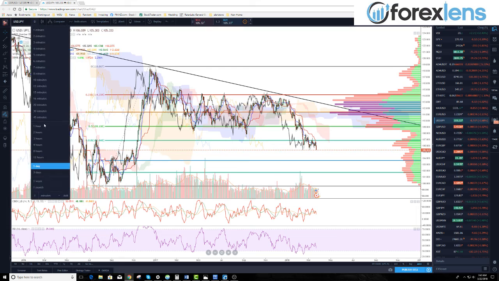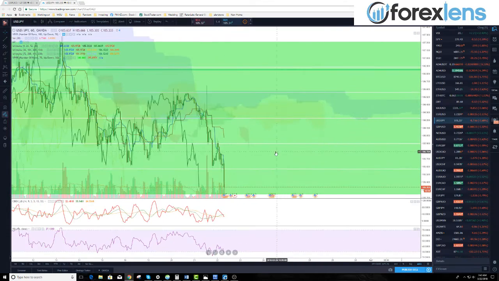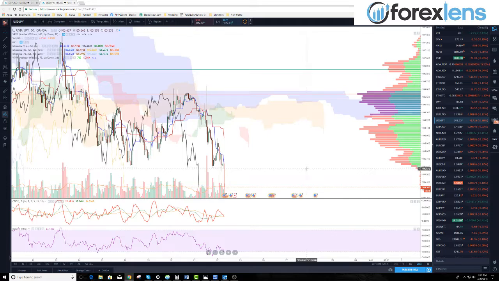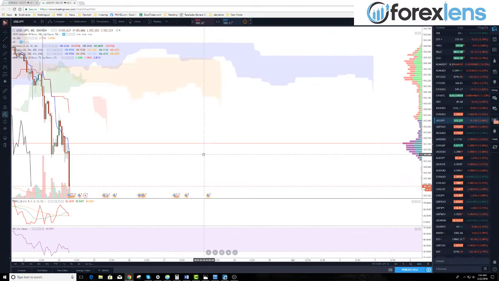Okay, now let's bring it back to the hourly. We're catching a little bit of support down in this area. If we look at the swings here, there's not a whole lot of volume participation down here right now, but it's catching a bid there.